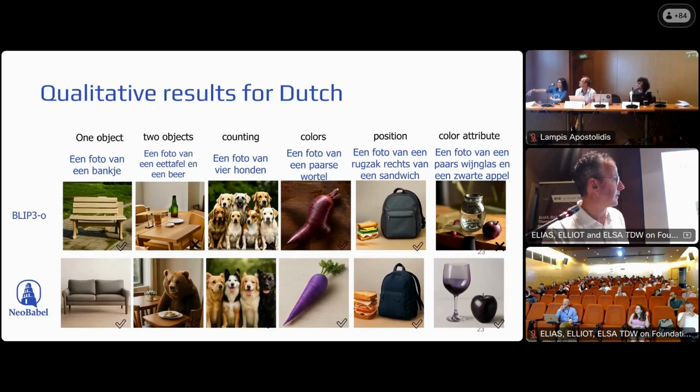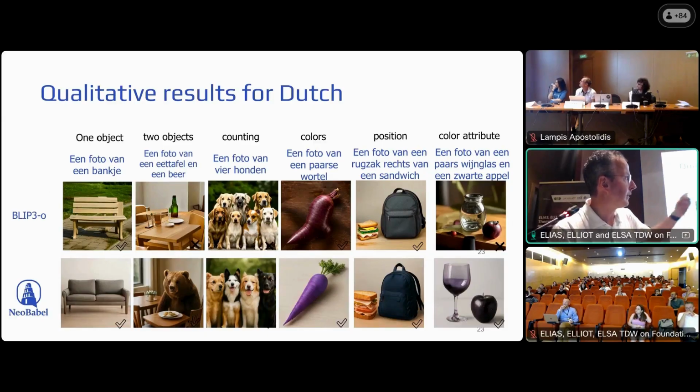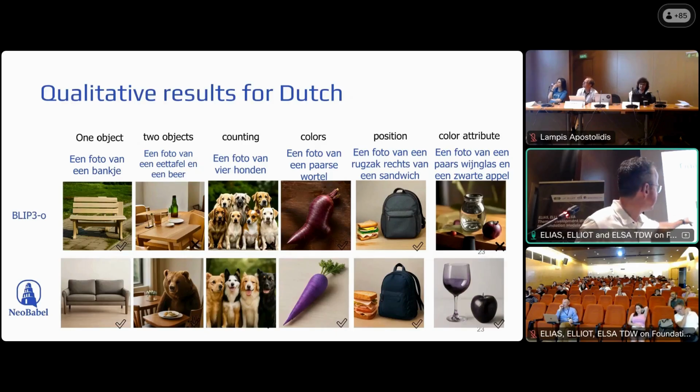Similar. The last one now is not completely similar, so it is asking for a purple glass of wine and a black apple. So the nuances are really in the color, so it misses the glass of wine sort of there. And there's also some hallucination with the sofa on the top.